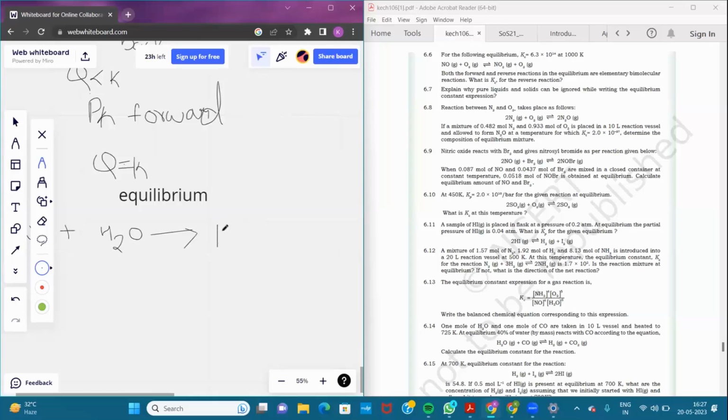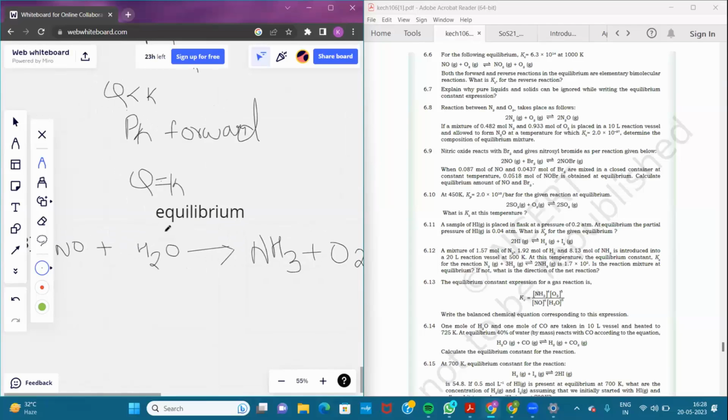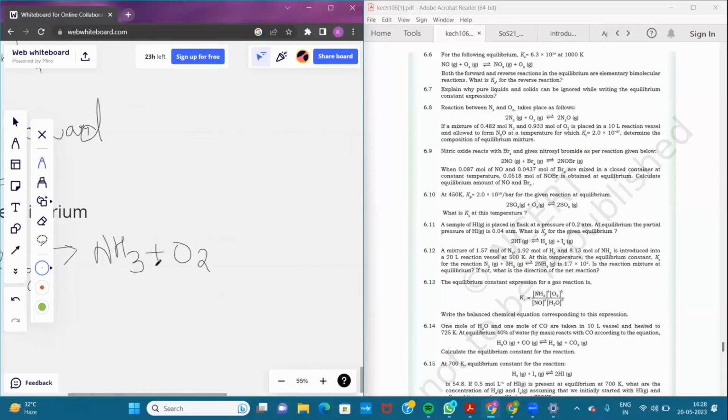Reactants and products, this is NH3 plus O2. Here observe that if H2O is liquid, we will not include H2O in the equilibrium constant expression. But H2O is included here, so this must be in the vapor phase. And as they already mentioned, it's a gas reaction, so all reactants and products would be gases. Carefully remember that if H2O is liquid, then it won't appear in the expression.